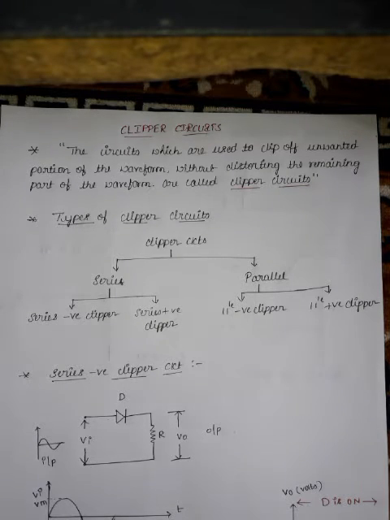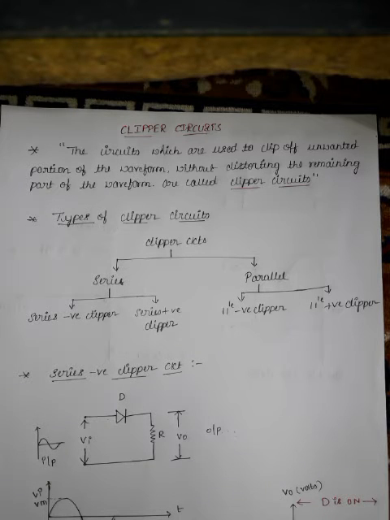In this video, I'm going to explain clipper circuits, types of clipper circuits, and a few examples with respect to each type of clipper circuit. So let's see what a clipper circuit is. The circuit which is used to clip off the unwanted portion of the waveform without distorting the remaining part of the waveform is called a clipper circuit.